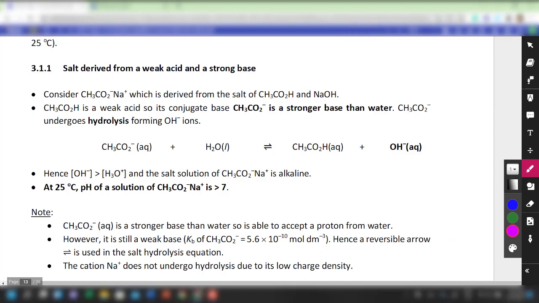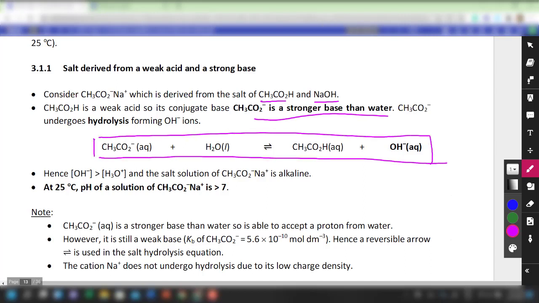Okay, so for the next sections, we often talk about ethanoic acid, so we are just going to talk about ethanoic acid salts now. Sodium ethanoate is the salt formed from the weak acid, ethanoic acid, and the strong base, sodium hydroxide. Ethanoic acid being a weak acid, its corresponding conjugate base will be a weak base. But as a weak base, it is a stronger base than water. So it will undergo partial hydrolysis based on this particular equation, and in the course of this partial hydrolysis, it produces a small amount of excess OH minus.